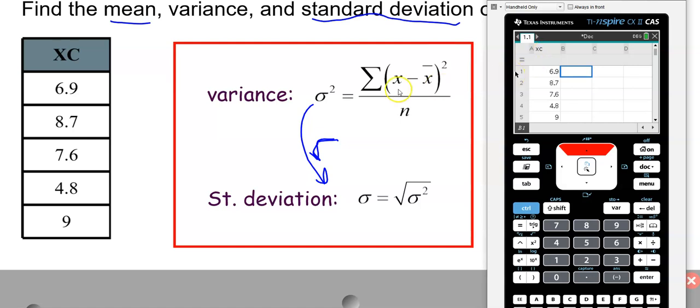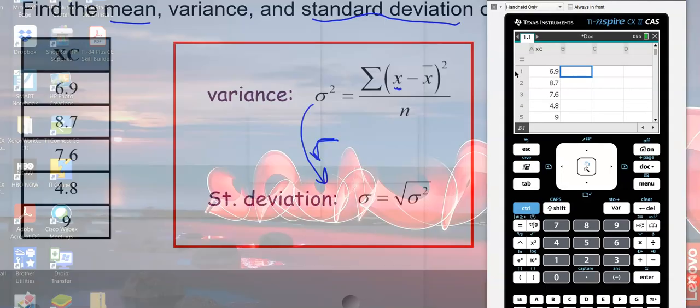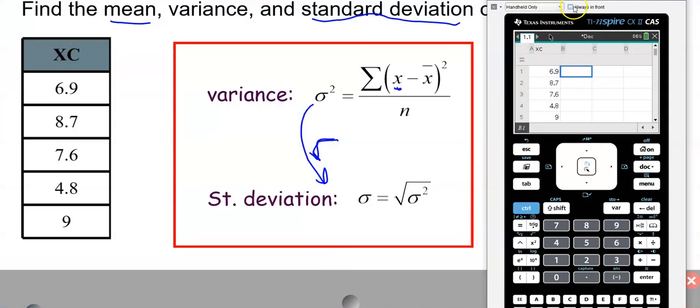What we're going to do is this formula in reverse. If you see the X there, that is like your XC column. Those are all your different X values, and there's 5 of them. X bar is the mean of the data values. So X bar is the mean.